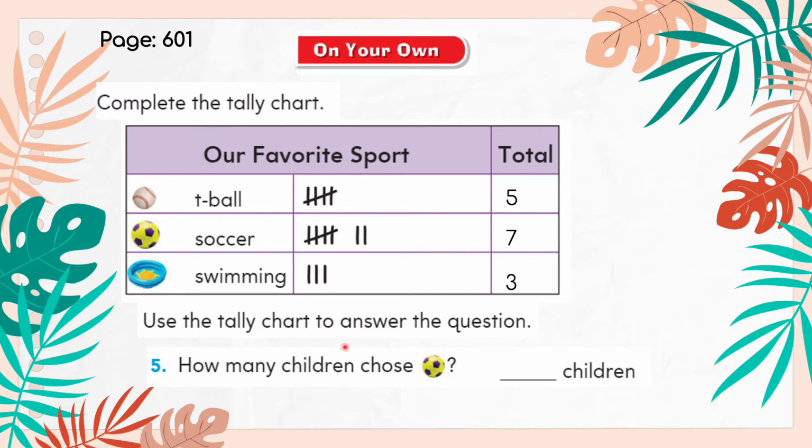Now use the tally chart to answer the question. How many children chose soccer? So this ball here represents soccer. So I'm going to look at the row which says soccer, and I'm going to see the number in the column total. We have 7 here. So 7 children chose soccer.